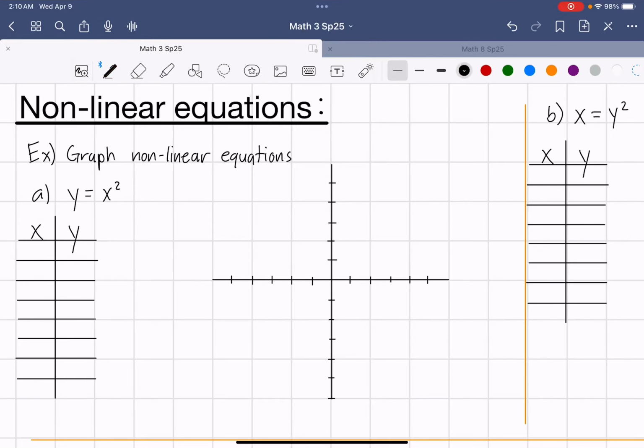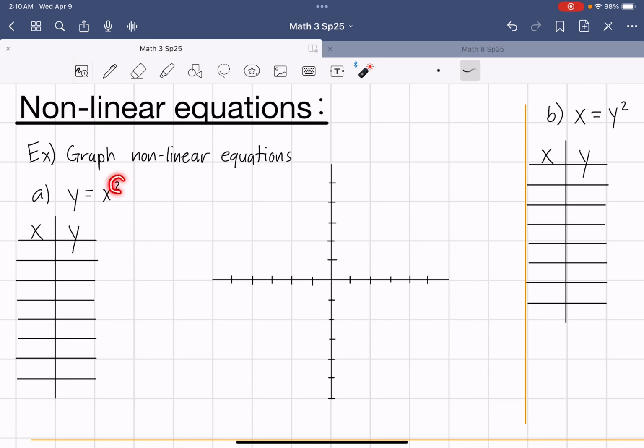Let's talk about nonlinear equations. We're going to start by just graphing. Now, what makes an equation linear? That's when you had the variable y and x, but they each had a power of 1.